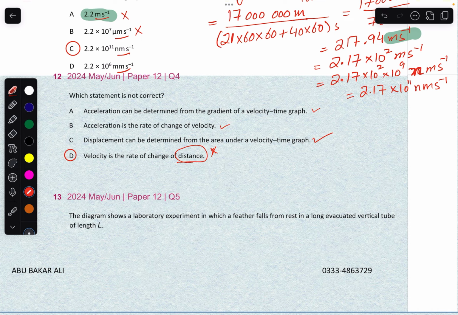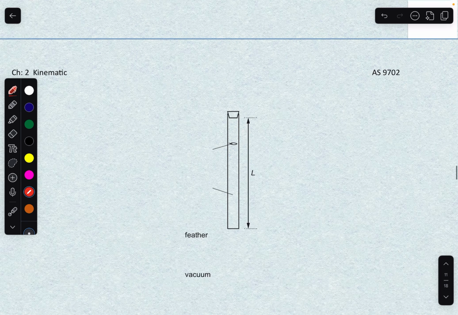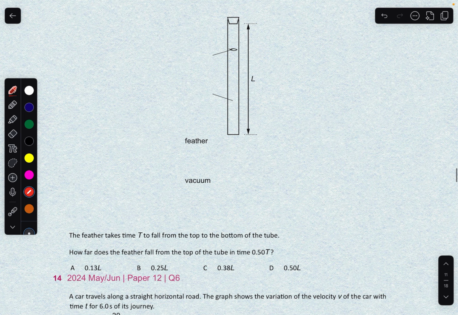Okay, in question 13, the diagram shows a laboratory experiment in which a feather falls from rest. Initial velocity is u. In a long evacuated tube, it means there is no air resistance. Acceleration is equal to g, and its length is L. It takes the time T to fall from the top to the bottom of the tube. How far does the feather fall from the top of the tube in time 0.50 T? Okay, so basically there are two different scenarios that we have.